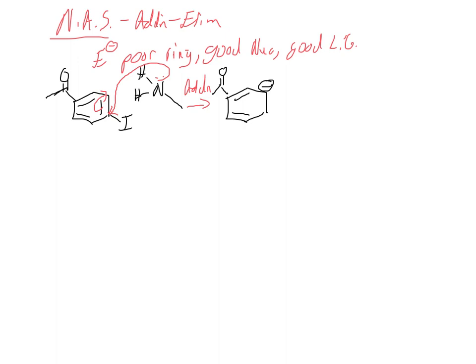Would there be a negative charge there? I and H, right? Plus charge. We can do an addition and then have these electrons come down and kick out the I minus for the elimination.